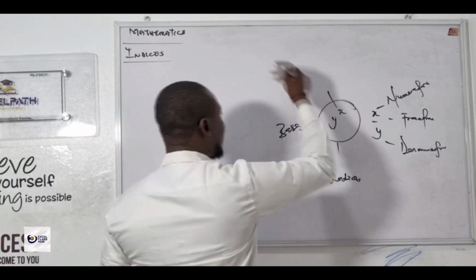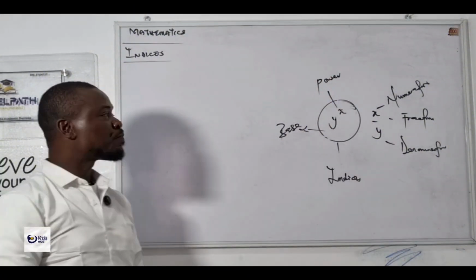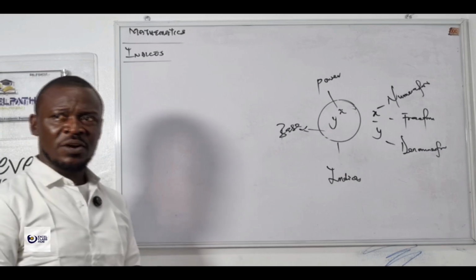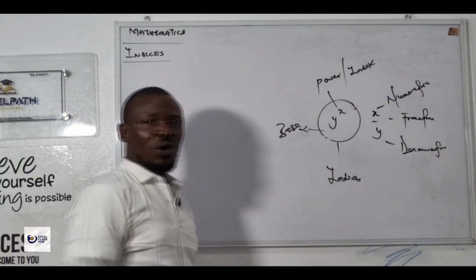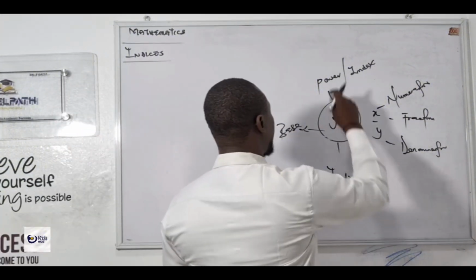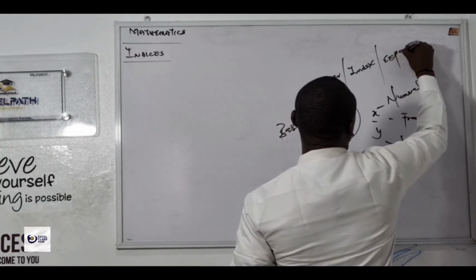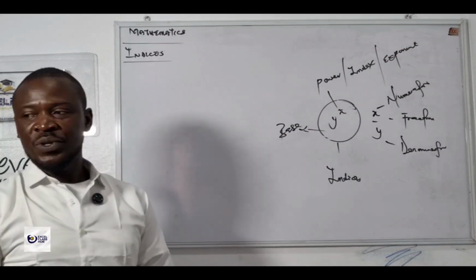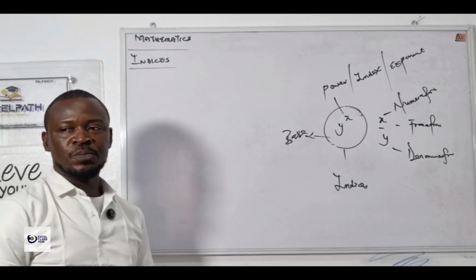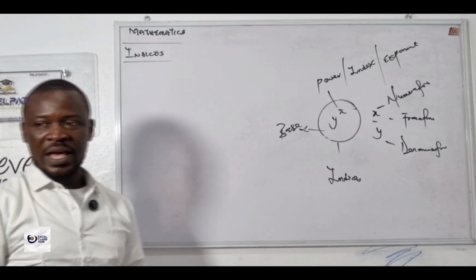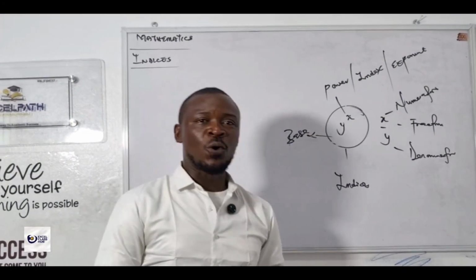The x you have on top, we call it y raised to the power x. So this x is your power. If I don't want to use the word power, I can also use the word index. If I don't want to use power or index, I can also call it exponent. Still the same thing: power, index, or exponent.